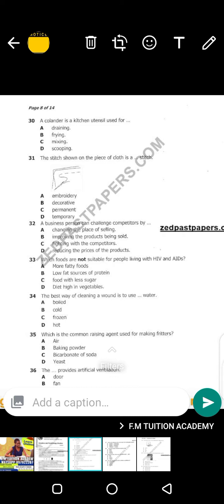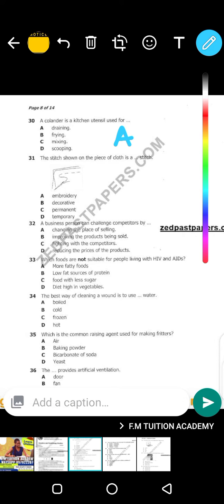Sometimes when you go in a shop with mom, you buy spaghetti, you put it in a colander. A colander looks like a sieve of some kind where you put things and it drains whatever you put inside. So in a colander, you can put vegetables. After you wash the vegetables, you can put them in the colander so that the water comes out. It has got holes where water comes out. So it is used for draining. So the answer is A.